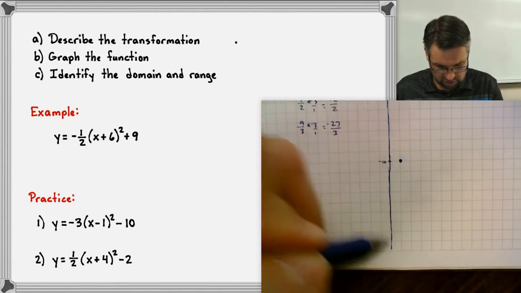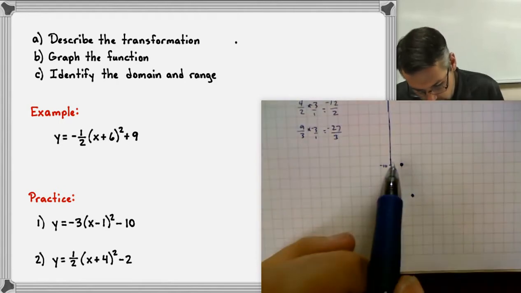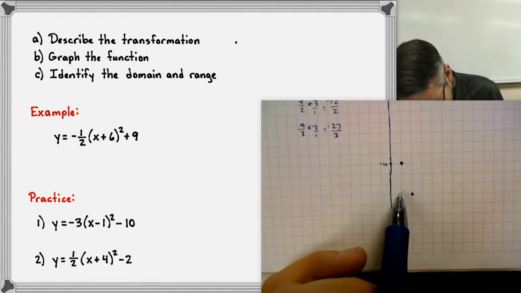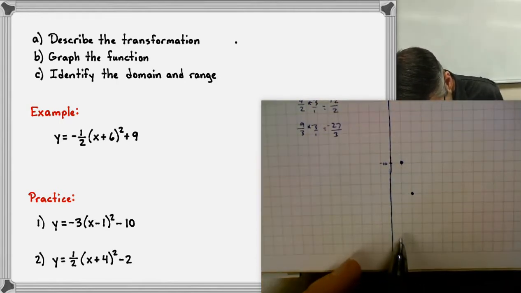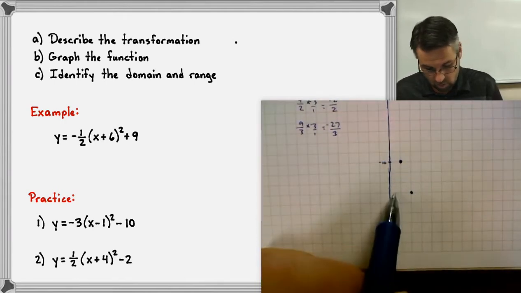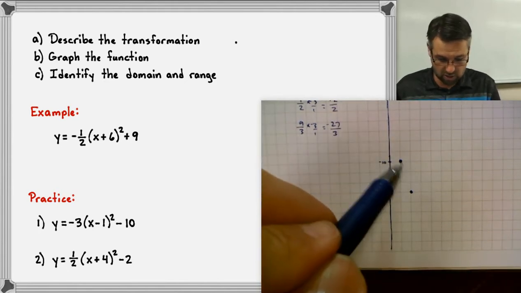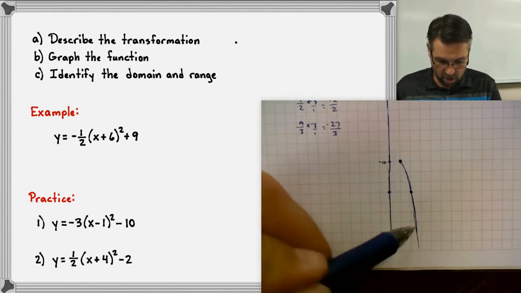So from the vertex, we're going to go down 3 over 1. And then from the vertex, we're going to go down 12. 1, 2, 3, 4, 5, 6, 7, 8, 9. And I'm out of room. So we're just going to go with that 1 point. We'll reflect that. And that's kind of the best that we can do for that problem.